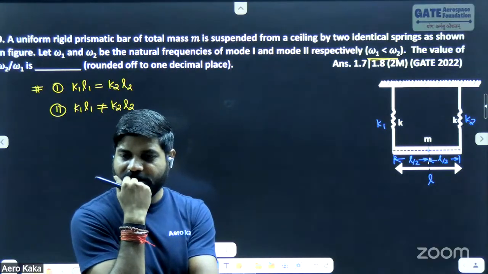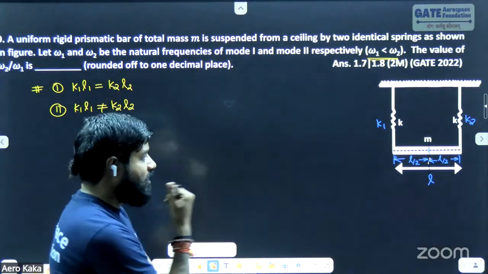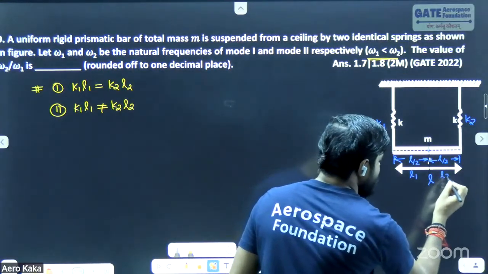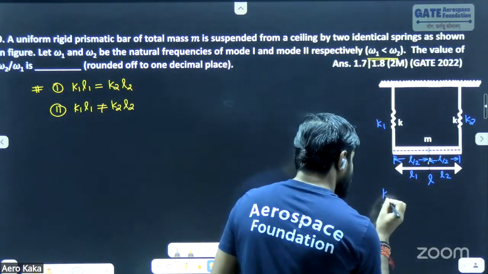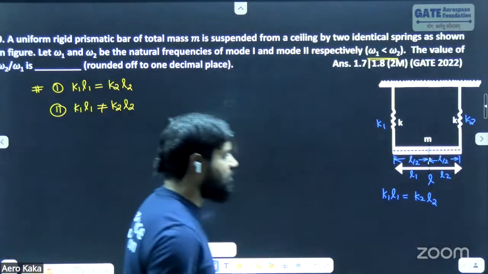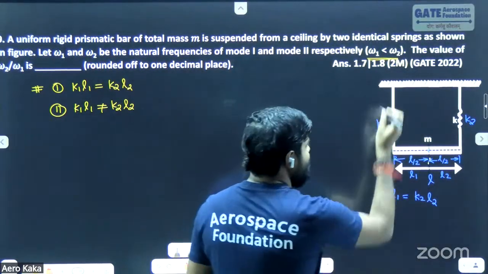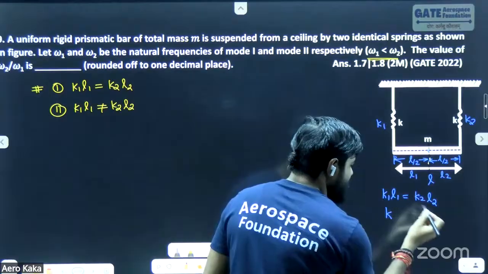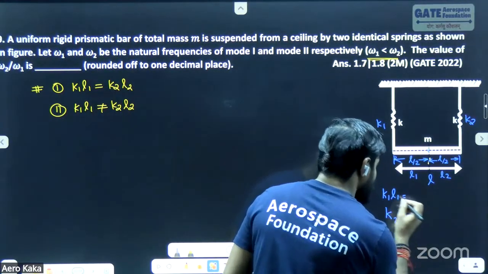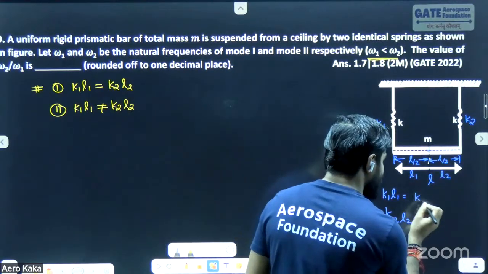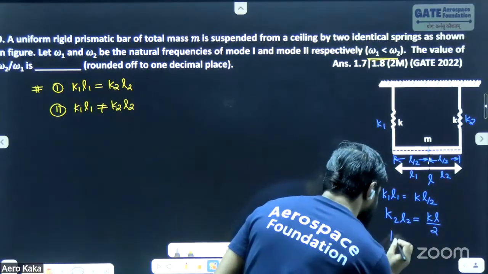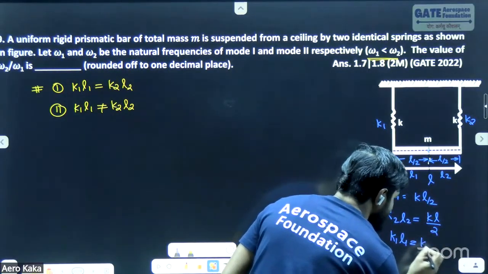Consider this is L1 and this is L2, so here K1 L1 is equal to K2 L2. Is it satisfying or not? Let's check what the K1 L1 value is and what the K2 L2 value is. K1 is K, L1 is L by 2, so KL by 2, and this is also KL by 2. So it is satisfying the condition K1 L1 is equal to K2 L2.